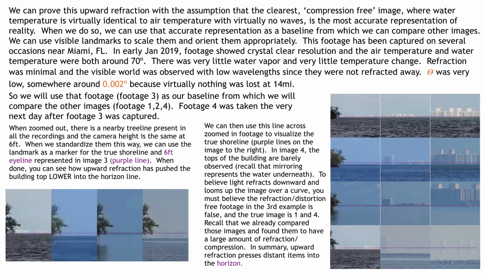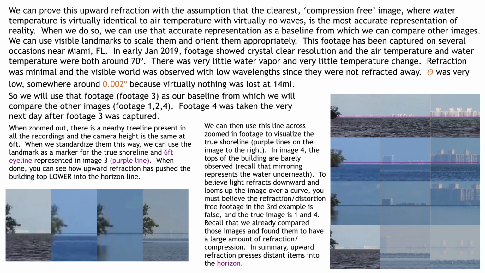compression-free, refraction-free day. So again, in image 4, the tops of the buildings are barely observed. Recall that mirroring represents the water underneath. And so to believe light refracts downward and looms up the image over a curve, you must believe that the refraction and distortion free footage in the third example is actually the false image, and the true image is, say, 1 and 4.